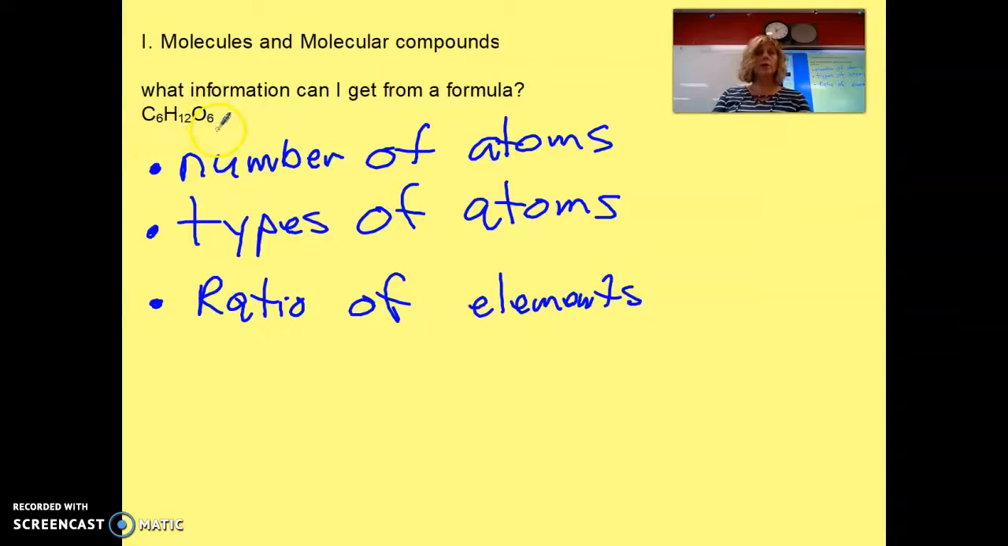But anyway, regardless of whether we're talking about ionic or covalent, what do we know from this formula? Well, this one has 6 carbon atoms, 12 hydrogen atoms, and 6 oxygen atoms. We know that C stands for carbon, so we know the numbers of each type of atom and the ratio. This would be a 1 to 2 to 1 ratio if we divided all of these numbers by 2. We could get that molecular ratio, which for some chemists is really important in their calculations.